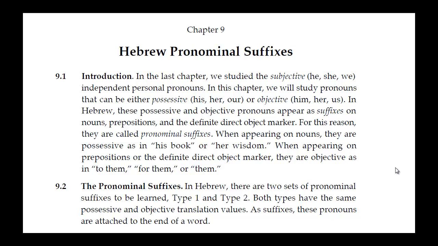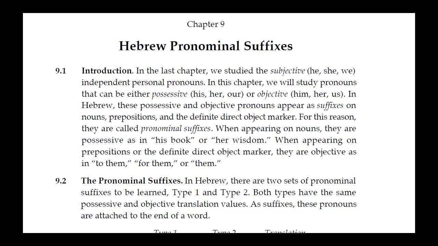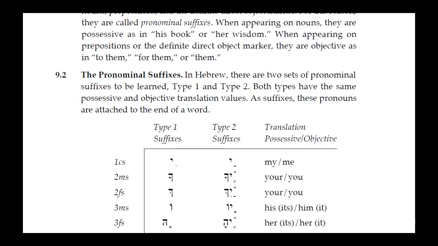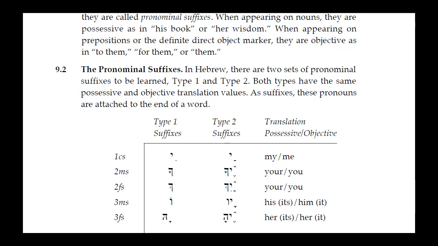Let's go ahead and start with the pronominal suffixes here. In Hebrew, there are two sets of pronominal suffixes to be learned. There's a type 1 and a type 2. Both types have the same possessive and objective translation values. As suffixes, these pronouns are attached to the end of a word. Let's go into what these pronominal suffixes look like.